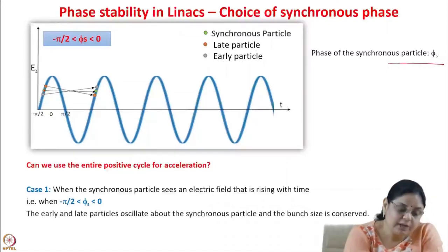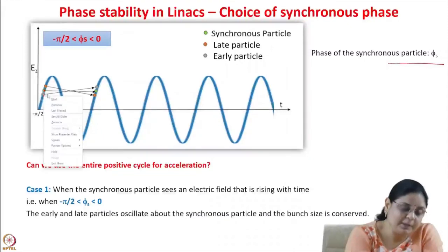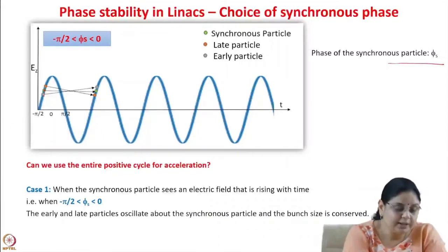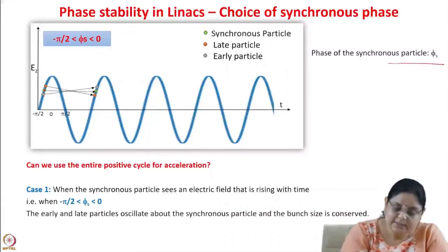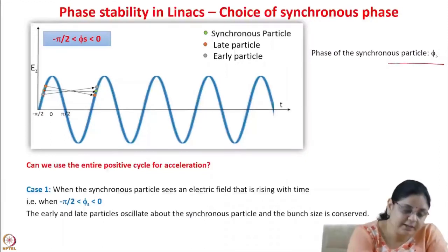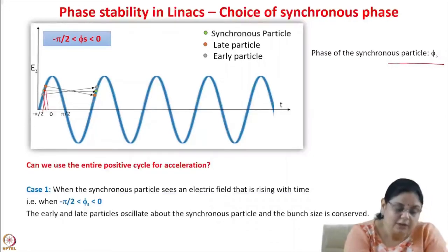Now, the beam bunch will have other particles also beside the synchronous particle. So, let's say we have this particle, which is the early particle, because it came at a time earlier than the synchronous particle. You can see that this is the time scale. And then there is another particle, which is the late particle, because it came at a time which is later than the synchronous particle. So now what happens?